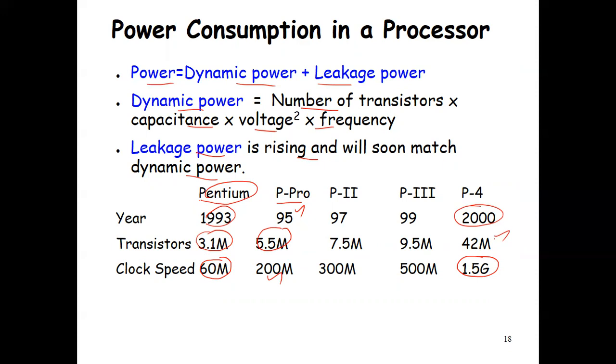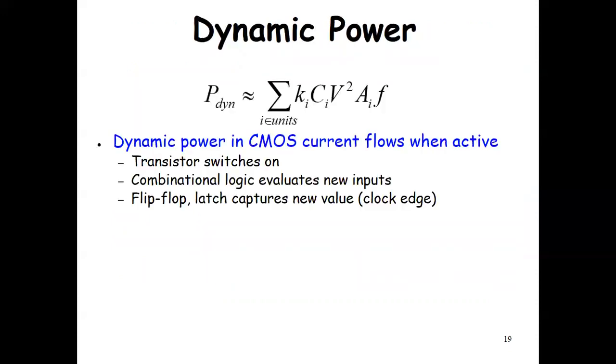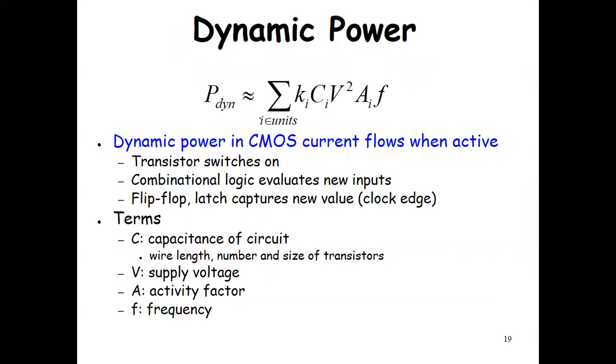So all this talks about Moore's law, and also about power dissipation. Dynamic power is given by this equation. Dynamic power is roughly equal to the sum over the various units you are using, of K times C, V, A, and F. C represents the capacitance of the circuit, V represents the supply voltage, A represents the activity factor, and F represents the frequency.